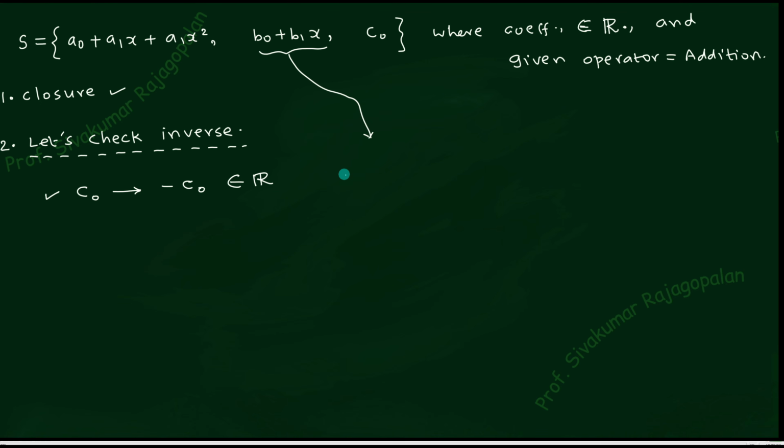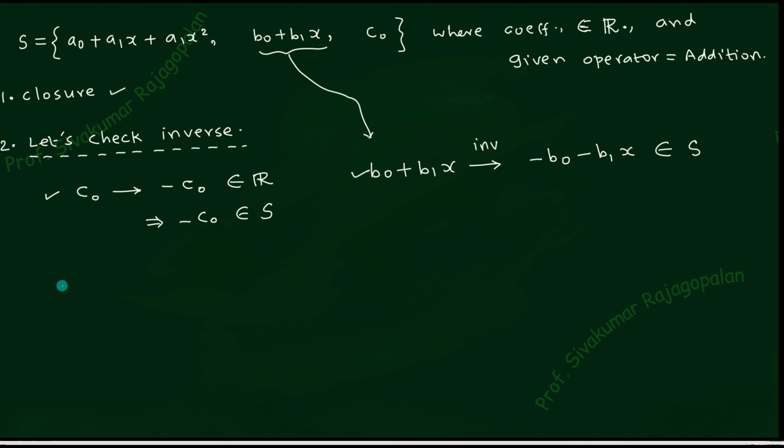Similarly, find out. So you write down b0 plus b1x. What is the additive inverse? Negative of that, minus b0 minus b1x. And this is also belonging to the given set. And therefore both of them are belonging to the given set, given set meaning capital S. So we are now successful in both the cases.